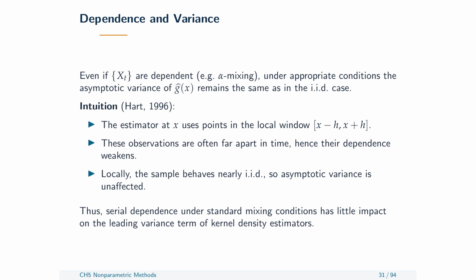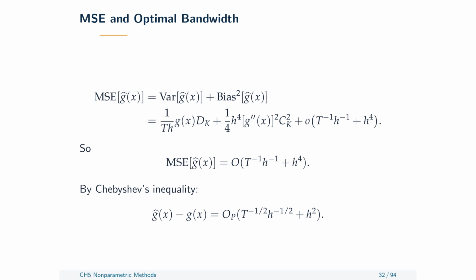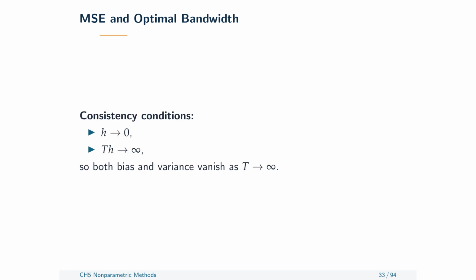Combining squared bias and variance gives the leading mean squared error for a second-order kernel. Squared bias has the order of the bandwidth to the fourth power, while variance has the order of 1 divided by the product of sample size and bandwidth. Balancing these terms gives an optimal bandwidth with the order of the sample size raised to -1/5. As the sample grows, the optimal bandwidth shrinks, but slowly enough that the effective local sample size still increases.